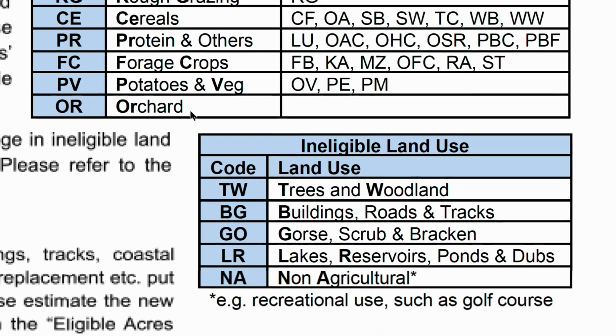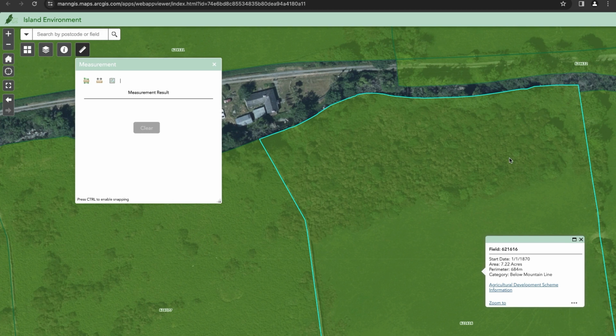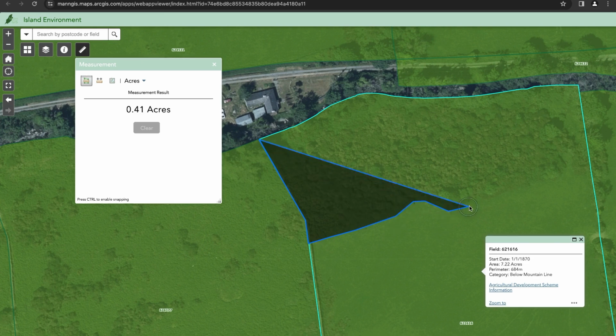Reminder that the ineligible land use codes are trees and woodland, buildings, roads and tracks, gorse, scrub and bracken, lakes, reservoirs, ponds and dubs, and non-agricultural uses. And in this case, if we have some gorse within our field, we can simply choose the measurement tool, acres are selected, and then we can trace click by click around the elements that are ineligible under the scheme.